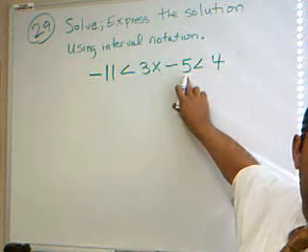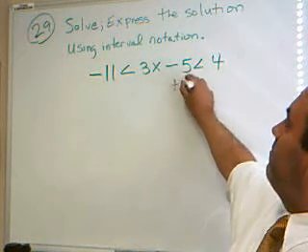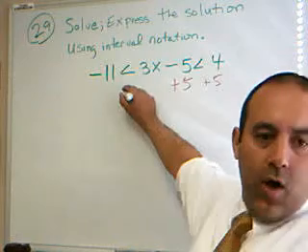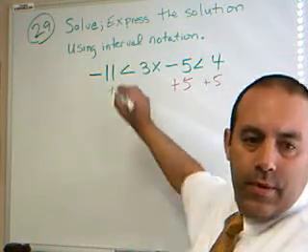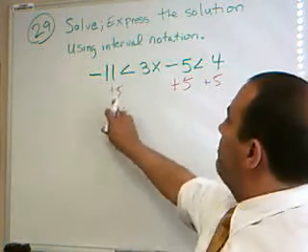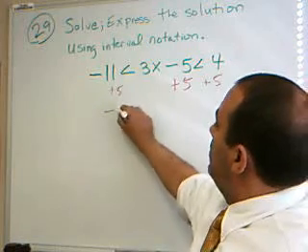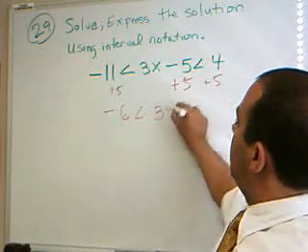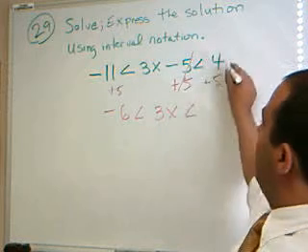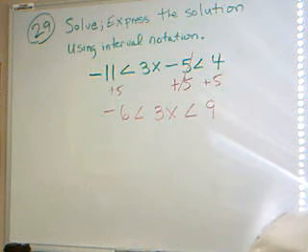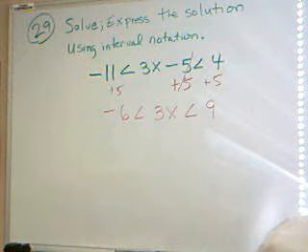How do you get rid of a minus 5? You add 5. But not just to both sides, but to all three sides. So we add 5 to all three sides. Negative 11 plus 5 gives us negative 6. Rewrite what's left in the center after you get rid of the 5's. 4 and 5 give you 9. So we've simplified our compound inequality by getting rid of the loose stuff. That minus 5 is gone now.